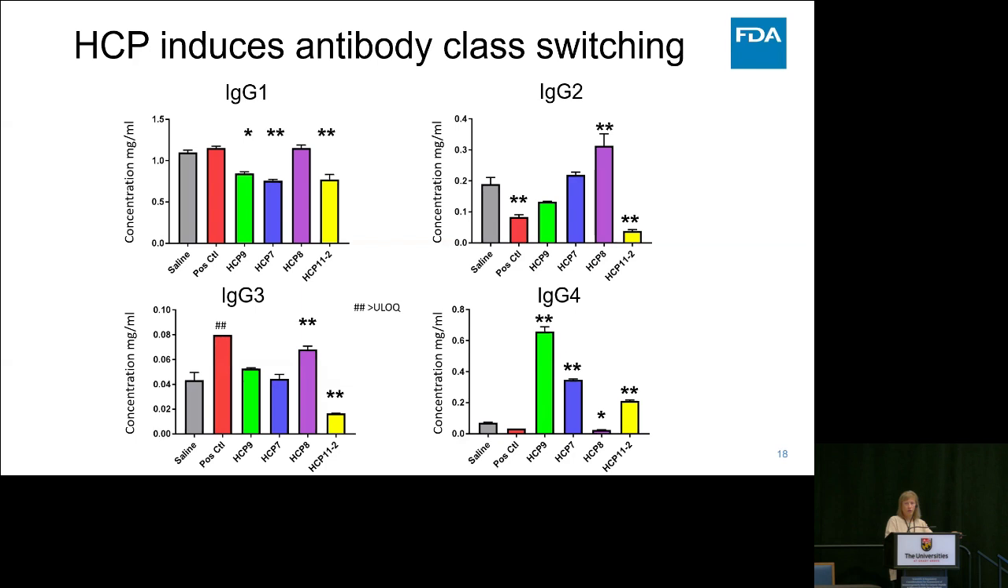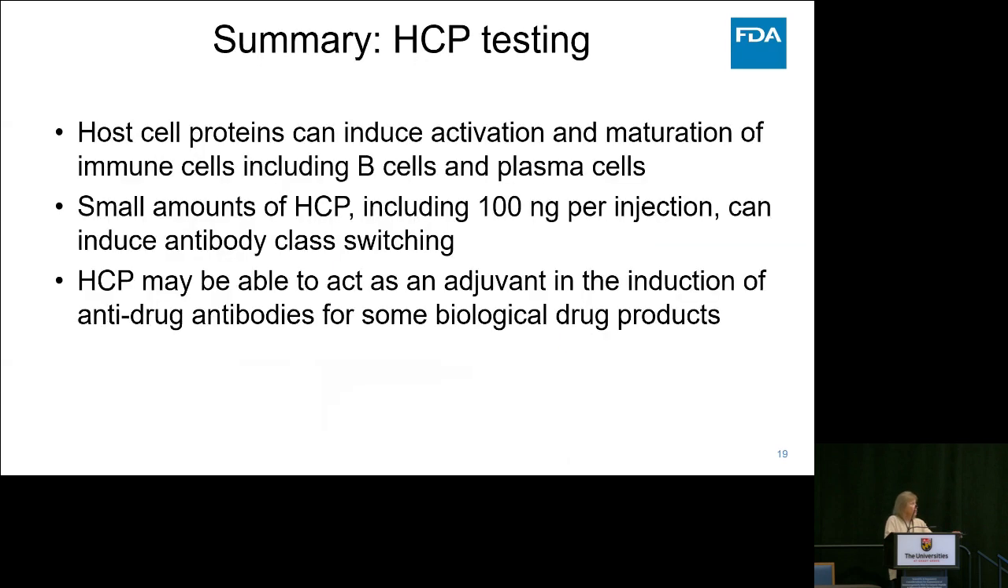And not all of them are going to be immunogenic. Just because you give a host cell protein doesn't mean it's a problem. But we were able to show in the mice that they had different responses and that they were able to respond, which really surprised us at the time. And so in summary for that, for our host cell protein testing, we did show that they could activate and induce maturation of the immune cells in the mice.